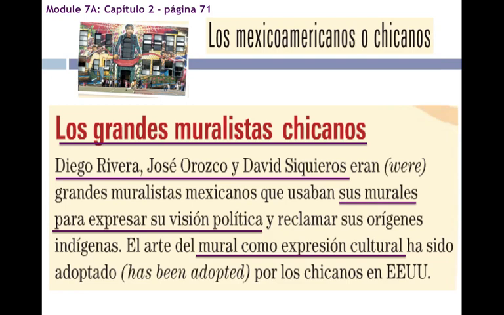So these three artists, Diego Rivera, José Orozco, and David Siqueiros, were great, famous Mexican muralists. They painted big, huge murals. They used their murals to express their political views and to reclaim their indigenous native roots. The art of a mural as a cultural expression has been adopted by the Mexican Americans in the United States.